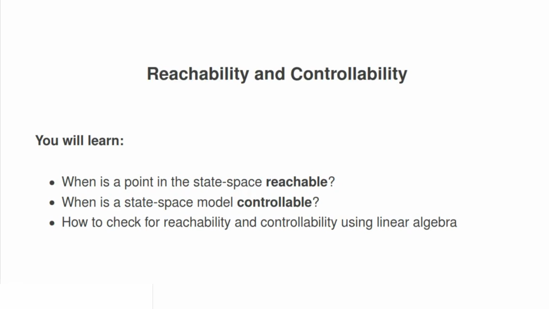In contrast, controllability is a property of the state space model itself. A state space model is said to be controllable if every single point within its state space is reachable. Today we'll dive into these concepts in considerably more detail, and we will learn how to test for them when studying linear systems. In particular, we will develop linear algebraic tools to test whether a given point is reachable and whether a state space model is controllable.